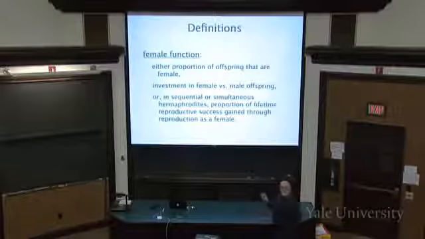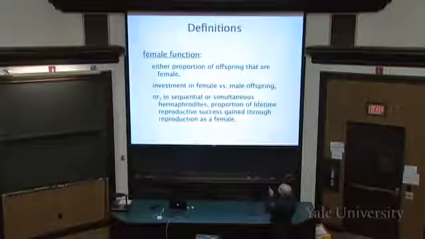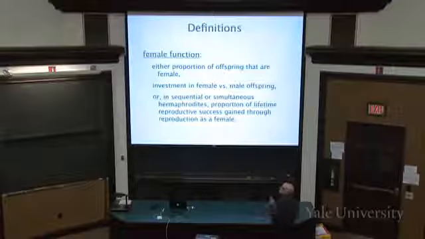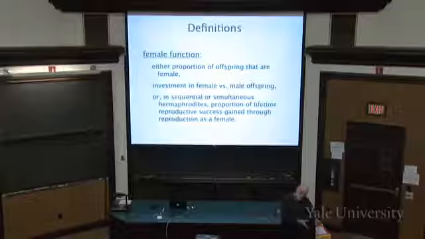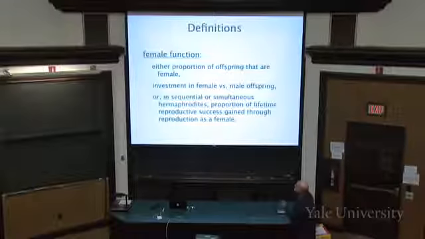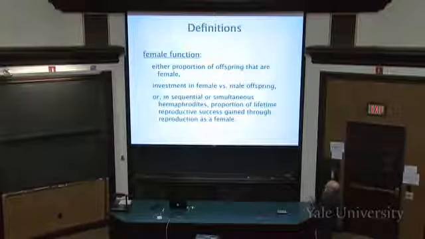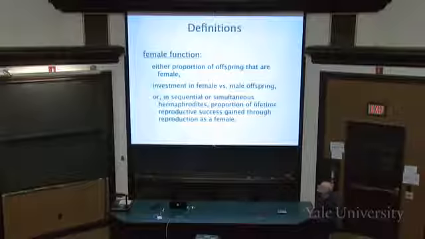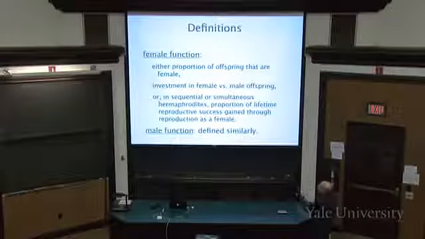Now, for the purposes of sex allocation theory, we define female function in a number of different ways. Okay? It could either be the proportion of offspring that are female. That could be a lot or a little. It could be investment in female versus male offspring, so you have equal numbers of both, but you decide to invest more in offspring of one sex than the other. Or in a sequential or simultaneous hermaphrodite, it's the proportion of lifetime reproductive success gained through reproduction as a female. So female function can have to do with timing, with investment, and with numbers. Male function is defined similarly.